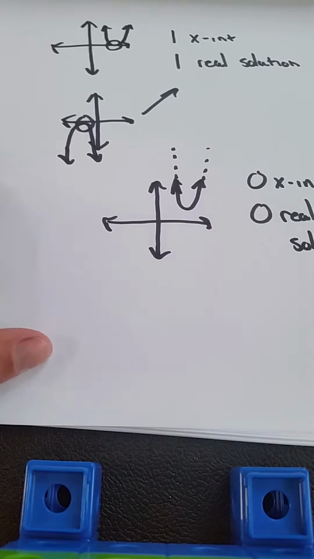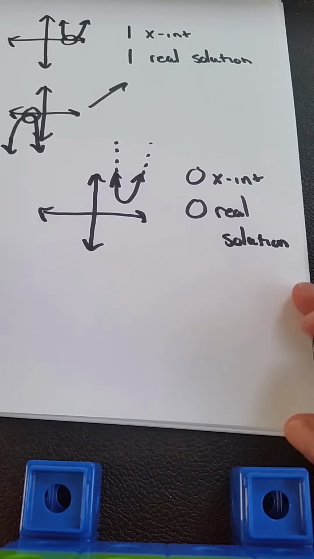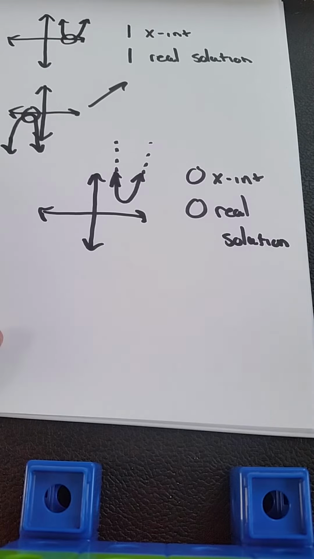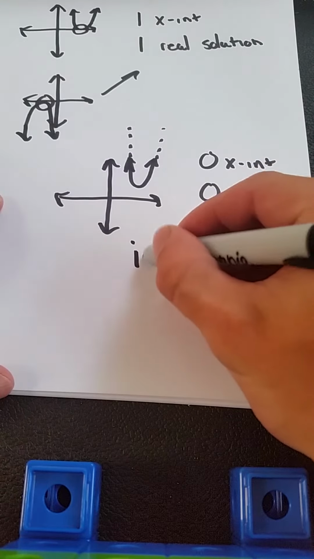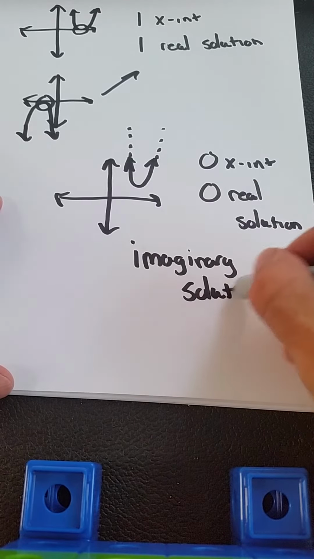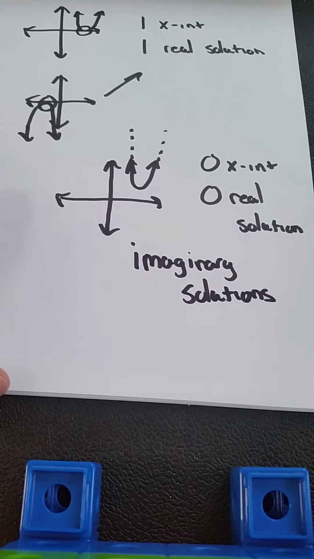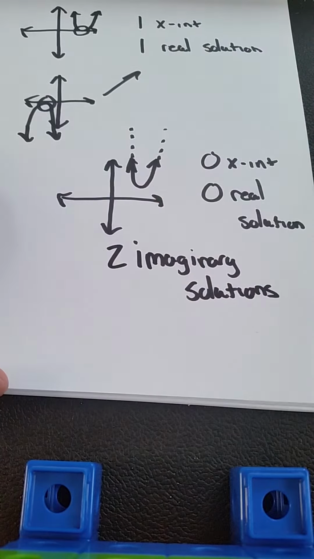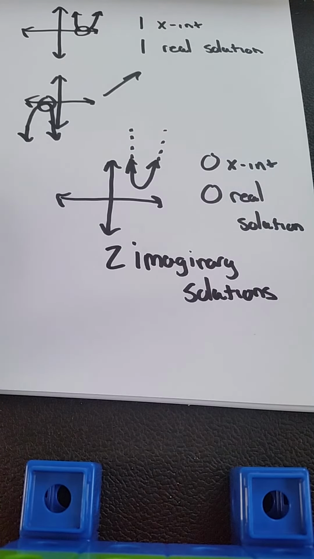Okay, so if we have 0 real solutions, then what are our solutions to this graph? This is where we have something called imaginary solutions. It's actually going to be 2 imaginary solutions. We'll cover that later on when we get into polynomial functions and the characteristics of polynomial functions. But for right now, just say that this thing has 2 imaginary solutions. So a quadratic graph, which is a parabola that does not cross the x-axis, has 2 imaginary solutions.